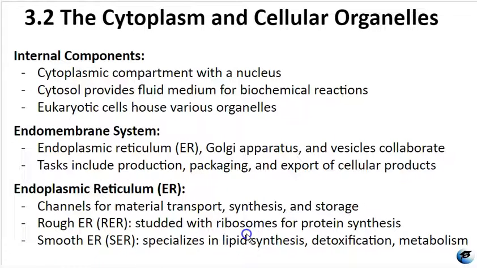The endomembrane system, comprising the endoplasmic reticulum, or ER, Golgi apparatus, and vesicles, executes the production, packaging, and export of specific cellular products. The ER facilitates material transport, synthesis, and storage. The rough ER is studded with ribosomes and focuses on protein synthesis, while the smooth ER specializes in lipid synthesis, detoxification, and carbohydrate metabolism.